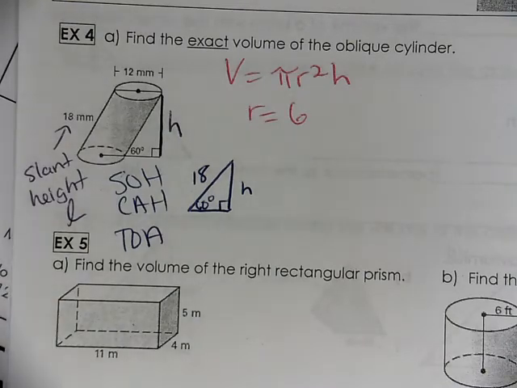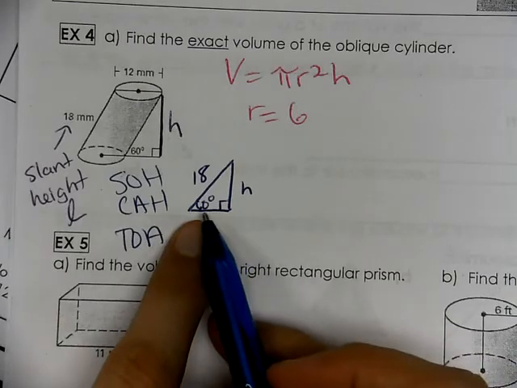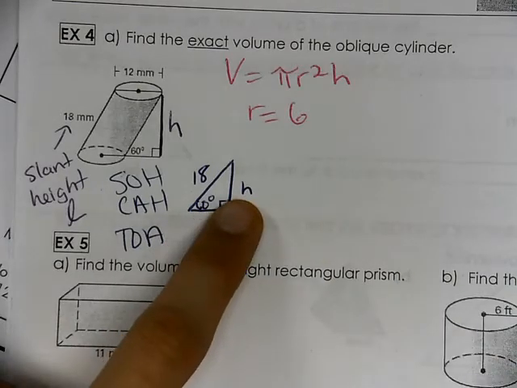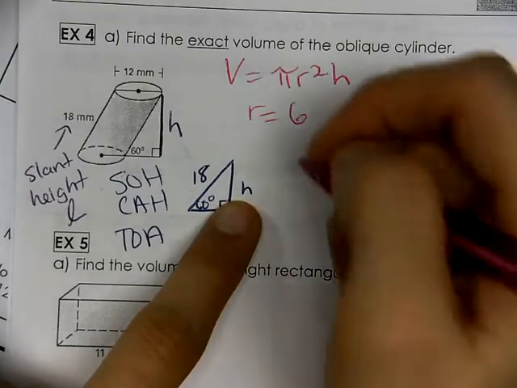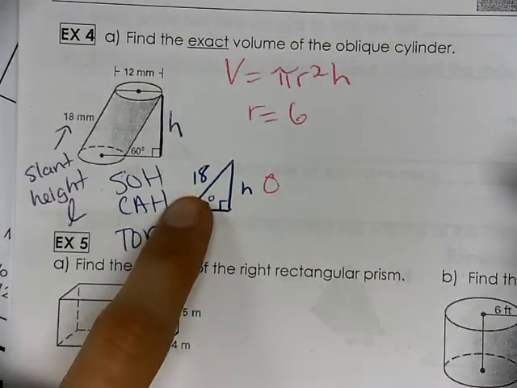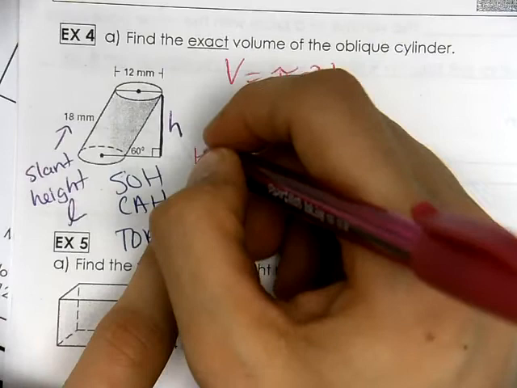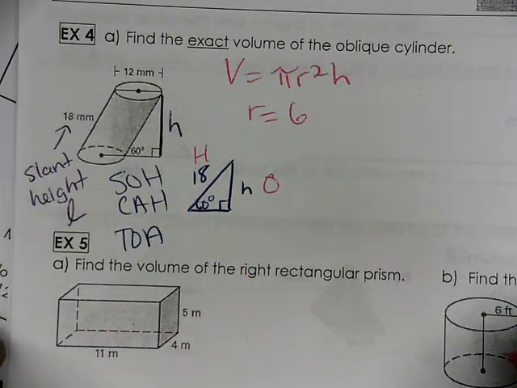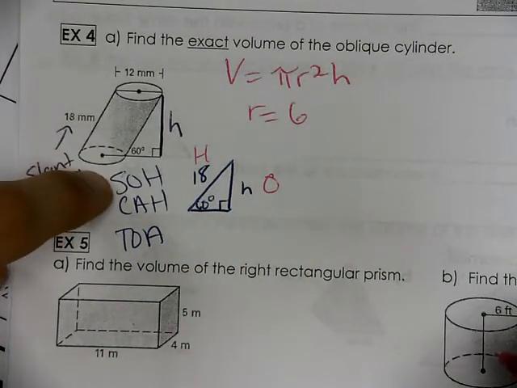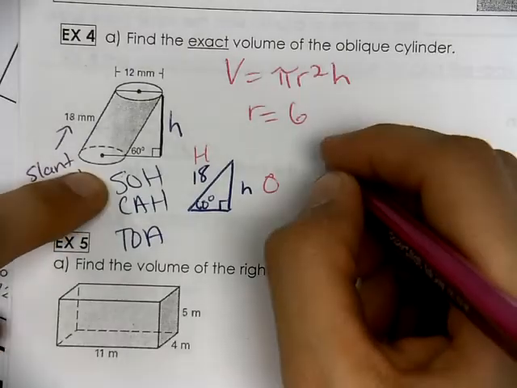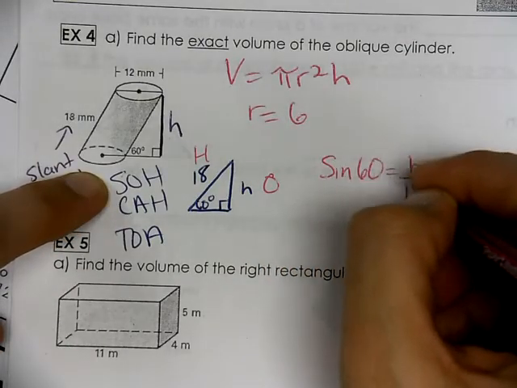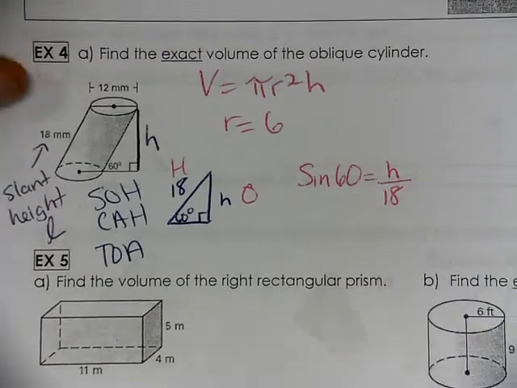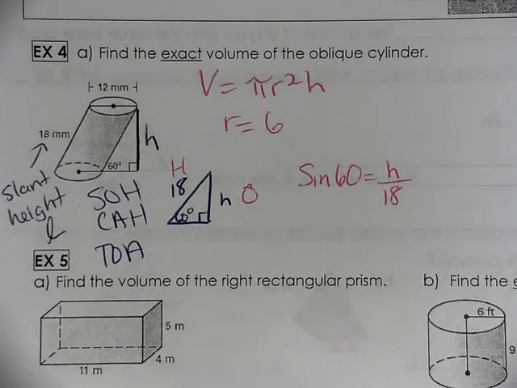No, we already know the angle measure. So let's set up SOHCAHTOA. H is what side with the 60 degrees? Oh, the opposite. What's 18? So I'm going to use sine. So I would say the sine of 60 degrees equals h over 18. That's why this problem is the hardest problem, because you have to find the height.